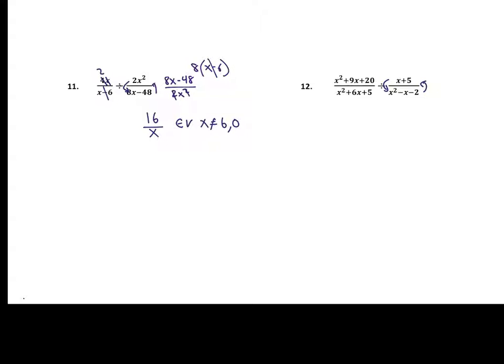And number 12, we're going to put x squared minus x minus 2 on top, x plus 5 on the bottom. We're going to factor everything.